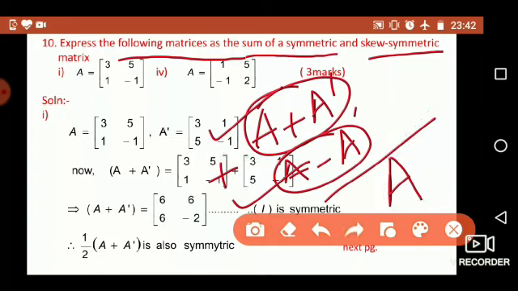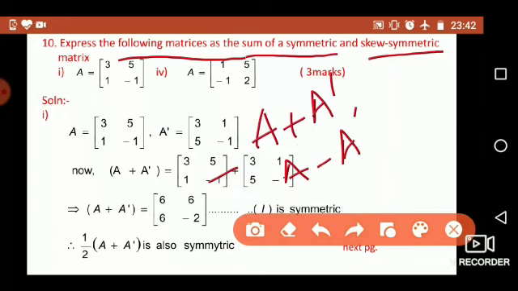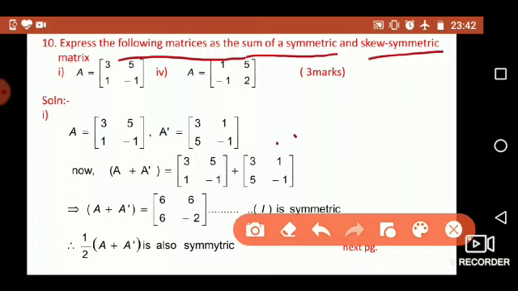Let me start with the given problem. First example. Here, let me start with matrix A. The given matrix A is equal to 3, 5, 1, minus 1. Therefore, A dash is equal to the matrix in which the first row is replaced by the first column and the second row is replaced by the second column. Therefore, both are transposes of each other. Now, let me find the addition of these two matrices, A plus A dash.